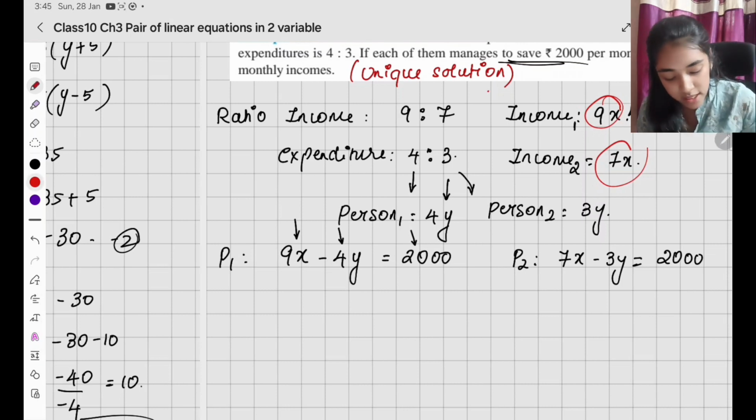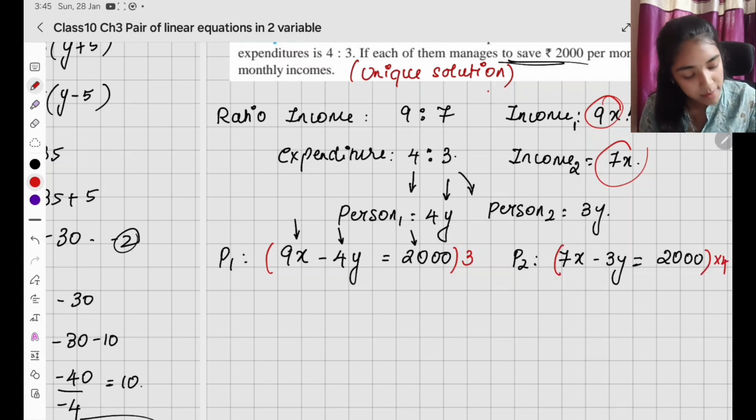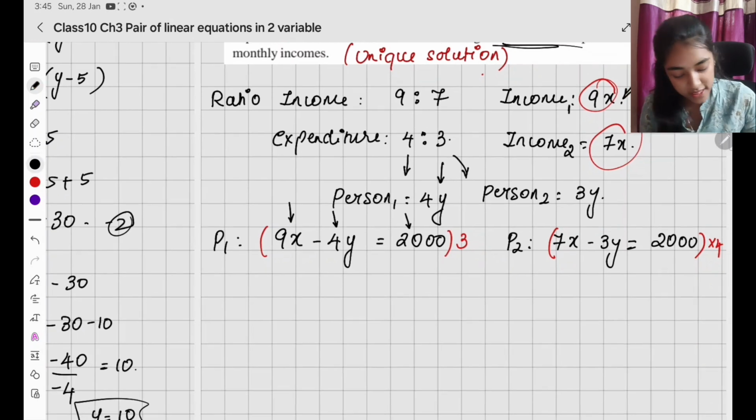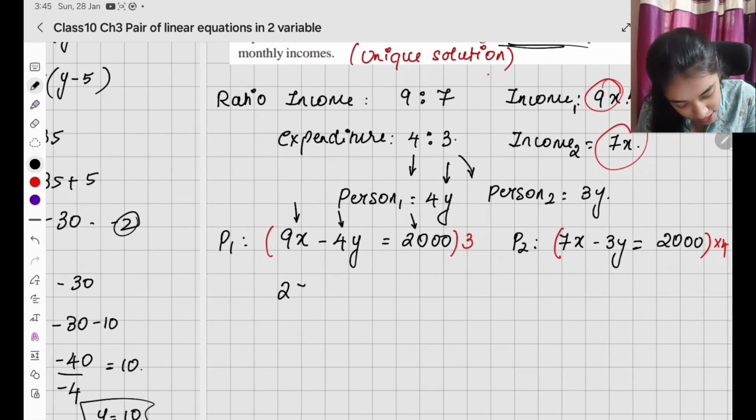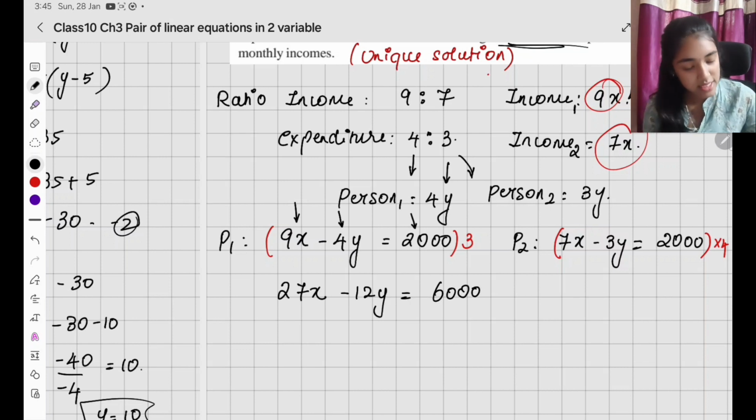இப்போ நான் என்ன பண்ண போறேன்? I'm going to multiply the first equation, the whole equation by 3 and I'm going to multiply the second equation by 4. Okay, you will see why I'm doing this. Okay, I have 9 3s are 27x, then 4 3s are 12. So minus 12y equals 3 2s are 6, 6,000. This is equation 1.